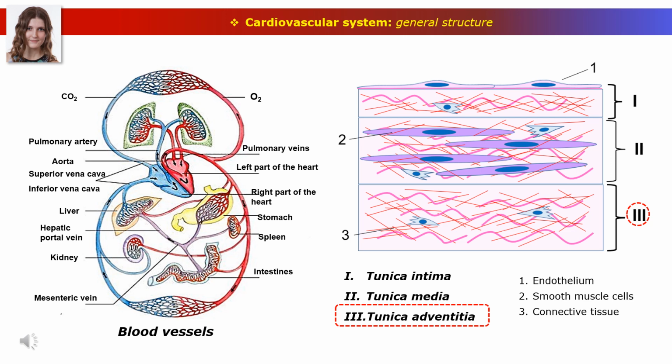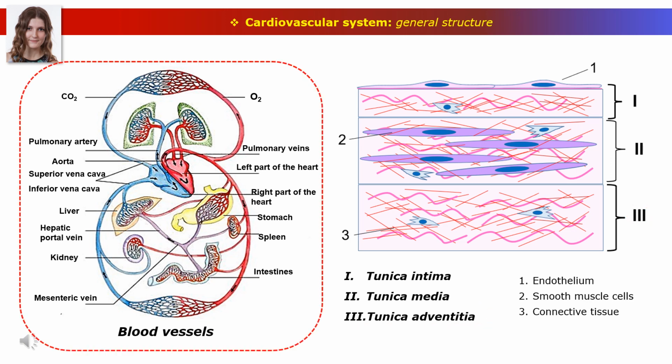Blood vessels are a system of interconnected tubular structures, among which are arteries, arterioles, capillaries, venules, veins, and arteriovenous anastomoses. During embryogenesis, vessels are formed from mesenchyme, and the first of them appear in the wall of the yolk sac.